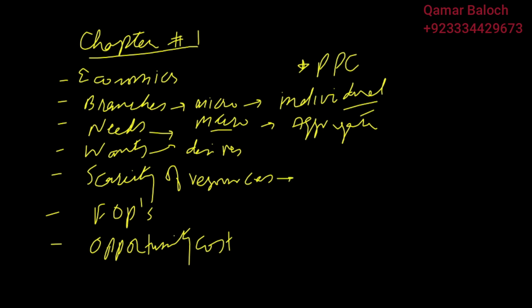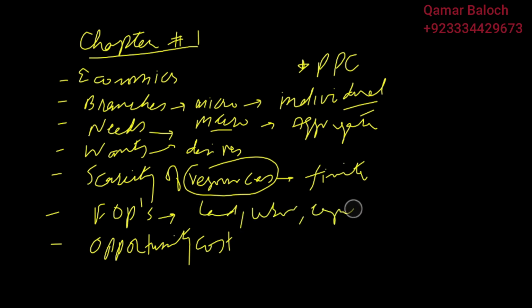And then is scarcity of resources. Scarcity of resources means resources are limited or finite. So wants are unlimited and resources are limited. That is called scarcity of resources. And when we talk about resources, resources include factors of production, and they are land, labor, capital and enterprise. So land is the natural resource, labor is human resource, capital is the man-made resource, and enterprise is the risk-taking ability of entrepreneurs, in which they combine land, labor, capital to produce goods and services.